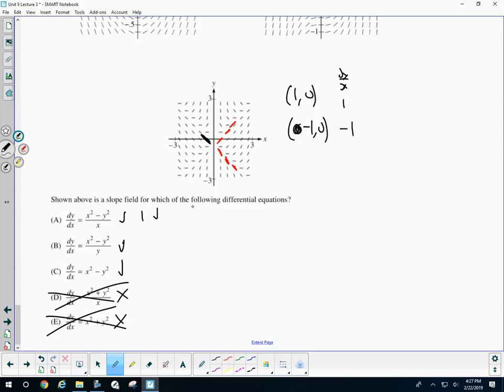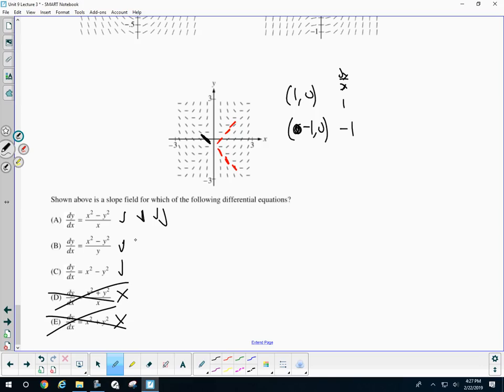If I plug in negative 1, negative 1 squared is 1 minus 0 over negative 1. Okay, this is interesting. So that's positive 1 over negative 1, so that works. Okay, so that's the slope of negative 1. So this one checks out for both of those. Let's see if the other ones do too. And if they do, then we're going to have to do even more analysis.